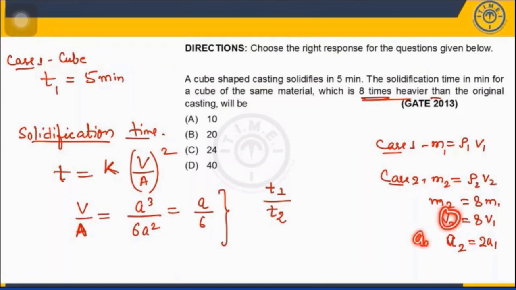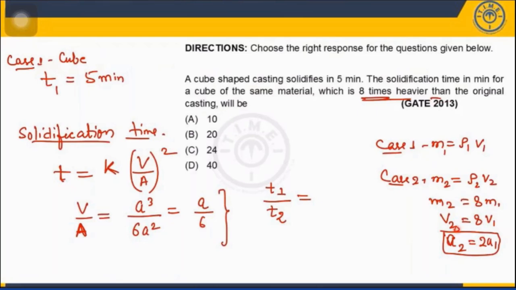How? Because V2 is nothing but A2 cube. Volume of cube is A2 cube. V1 is A1 cube. So if you take the cube root of 8, you will get 2. So A2 can be written as 2A1. Now the solidification time can be written as the ratio of solidification time.